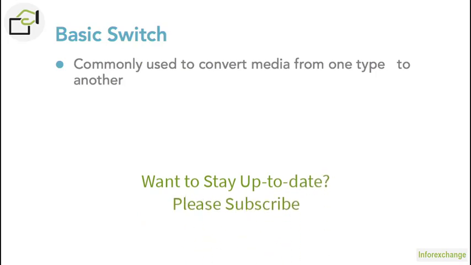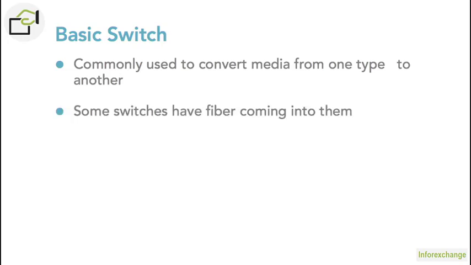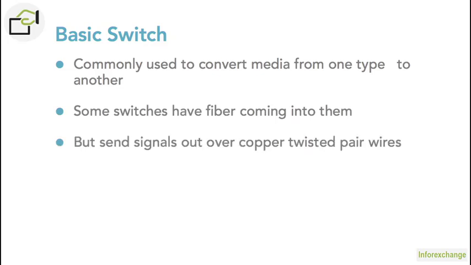Beyond using basic switches to divide up the network and to set up point-to-point connections, basic switches can also commonly be used to convert media from one type to another. A very common configuration you'll find in a basic switch, especially those used in a corporate environment, is that you'll find fiber coming into the switch, but the ports going out of the switch and connecting up various devices to the switch use copper twisted pair ports. This effectively creates a switch that has fiber coming in and copper going out, thereby converting the media from a fiber optic to a copper twisted pair.